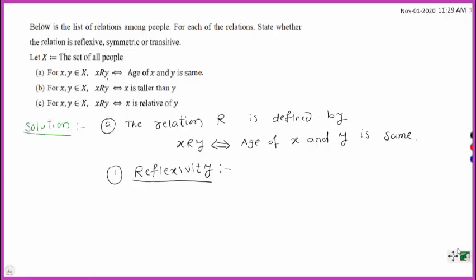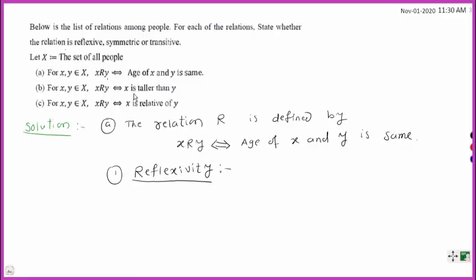Hi students, now we are going to see some examples based on equivalence relation, or check whether the following relations are equivalence or not. Now we are going to see some non-mathematical examples. Here is the example. Below is the list of relations among the people. These are non-mathematical examples. These are the relations among us.